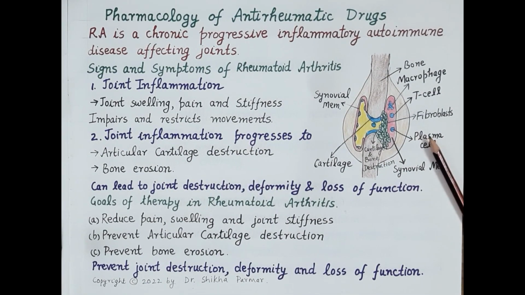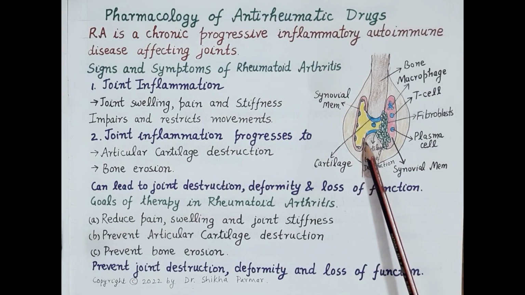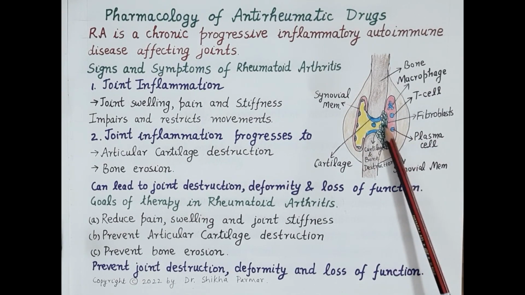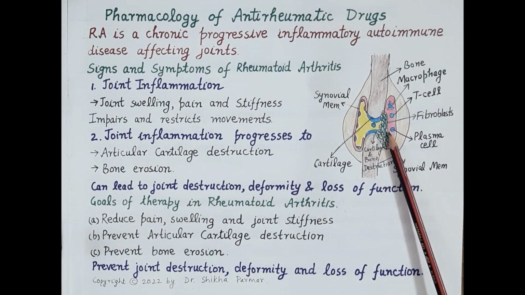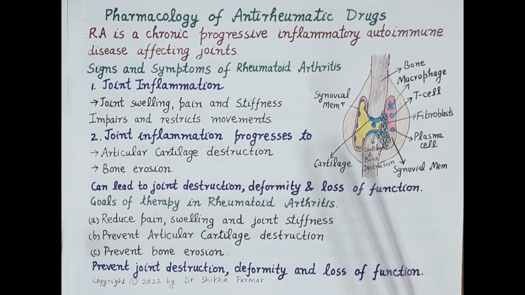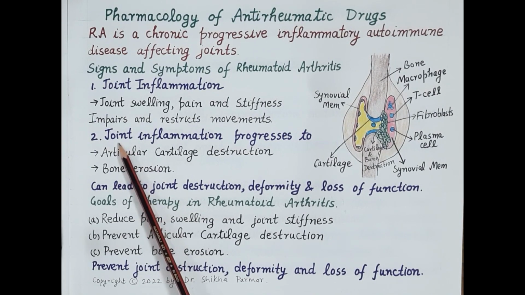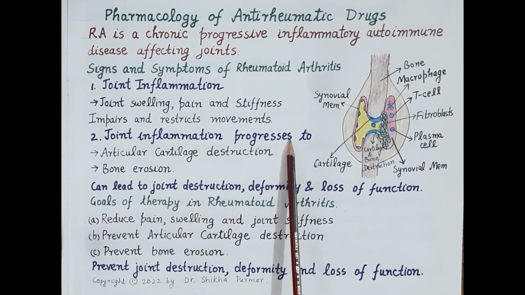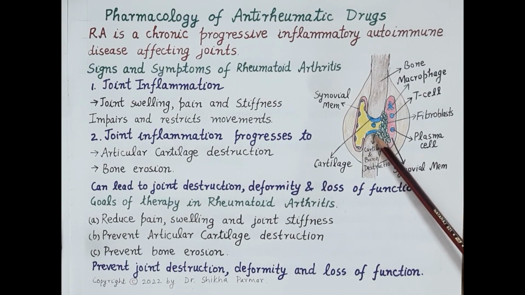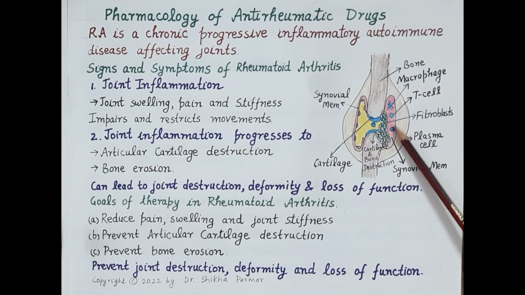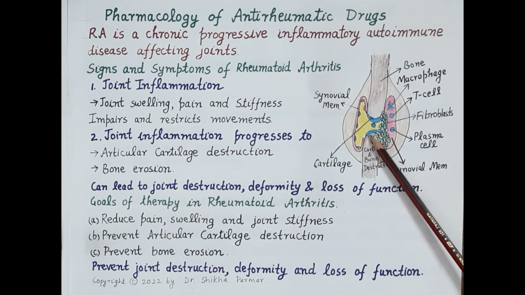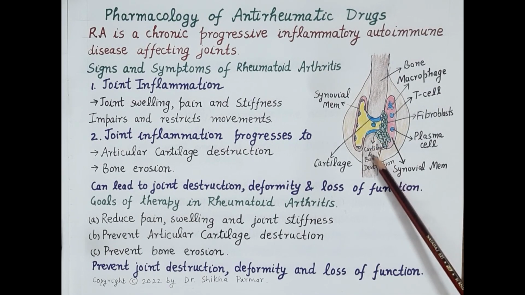Now again look at this figure. This is a normal synovial membrane in pink, and this is a thick synovial membrane which is affected by the rheumatoid arthritis. So as rheumatoid arthritis is a chronic disease, if it is not treated, then joint inflammation progresses to articular cartilage destruction. This is the articular cartilage in blue. So this inflammation causes destruction of the cartilage, and this also damages the bone. So there is bone erosion.